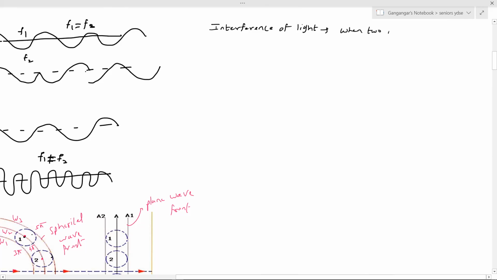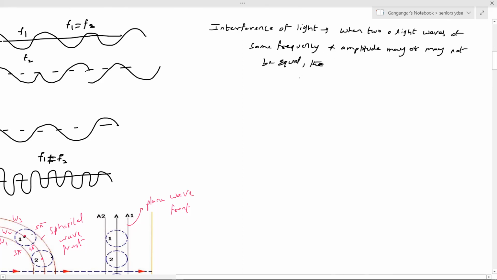So when two light waves of the same frequency and amplitude, which may or may not be equal, undergo superposition and interference. It's not a condition that they be equal, they may or may not be equal.